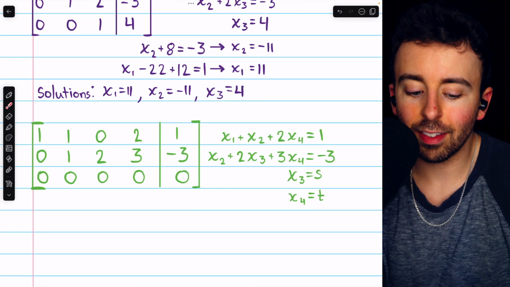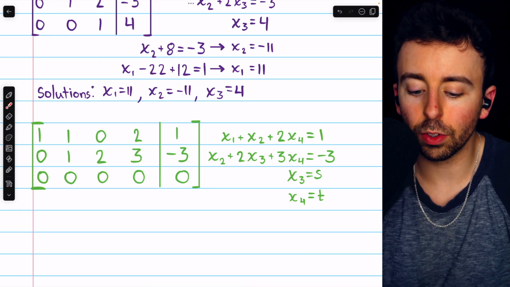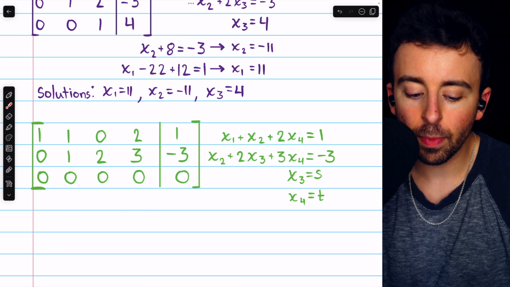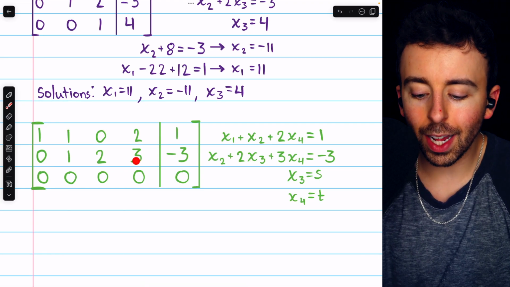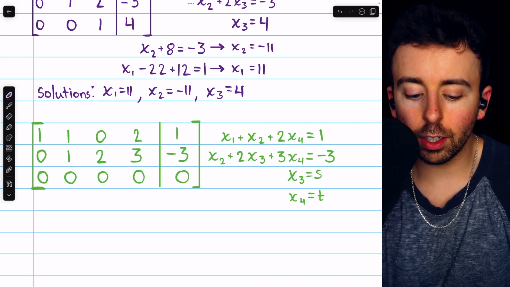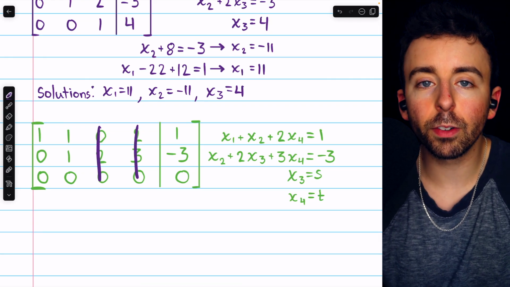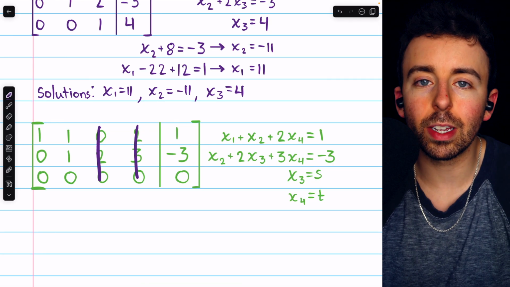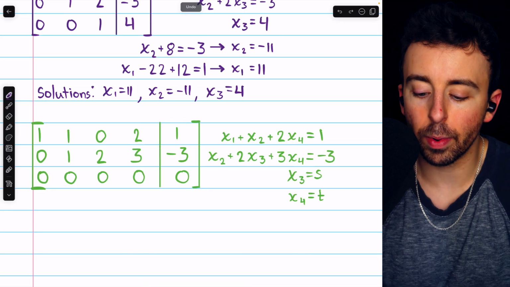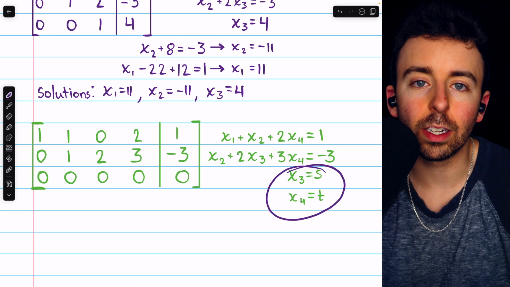Row 1 tells us that x1 plus x2 plus 2x4 is equal to 1, and we see that there. Row 2 tells us that x2 plus 2x3 plus 3x4 is equal to negative 3. Columns 3 and 4 don't have leading ones, so the corresponding variables, x3 and x4, are free variables, and we will assign them to arbitrary parameters, say x3 equals s and x4 equals t.